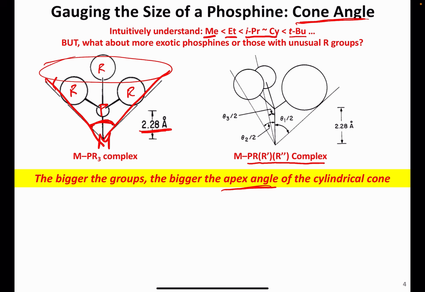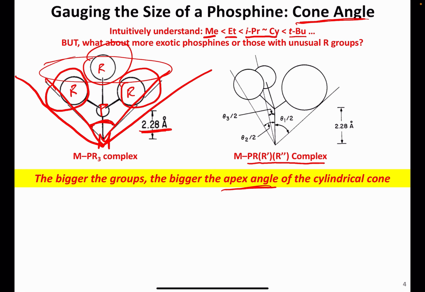And so if I now make my R groups bigger, notice now I have to draw a bigger cone. So the bigger the R groups, the bigger the cone. And so why do we really care about the size of a phosphine ligand? Size is good, but what you have to think about is the bigger the phosphine is, the fewer of those phosphines you can put around a transition metal center.